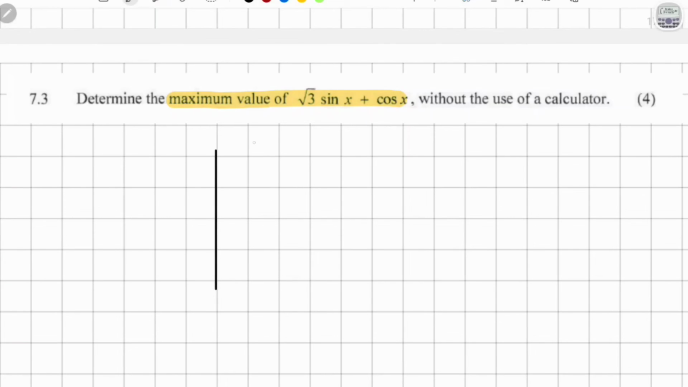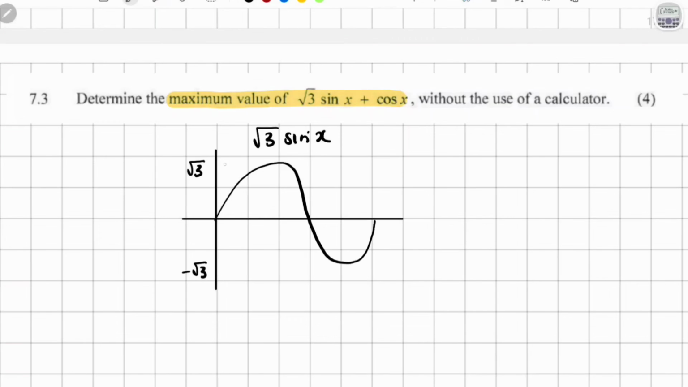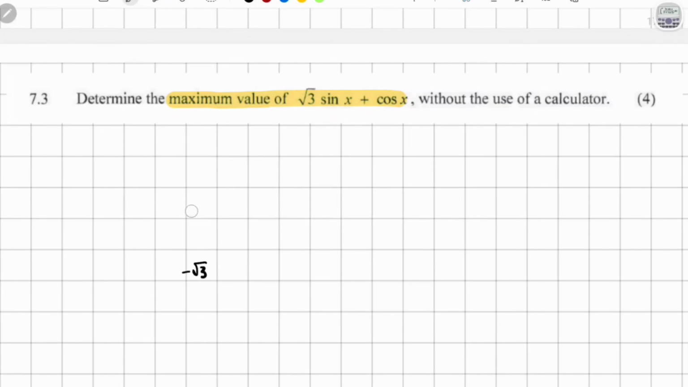value is. If the question was just find the maximum value of root 3 sine of x, because we have root 3 as the coefficient of sine x, it would mean that this sine graph, the highest it would reach is the square root of 3. The lowest it would reach is the negative square root of 3, right? So our sine graph would just look like that. And so its maximum value would just be the square root of 3. But the thing is, that's not what they said.